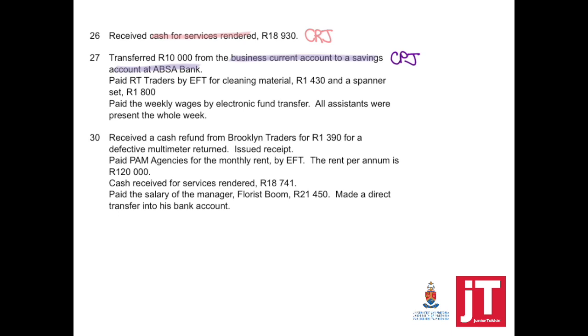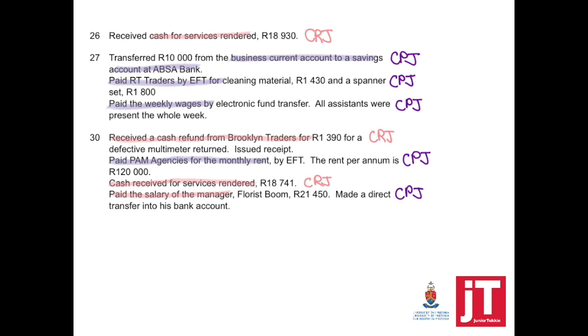Paid RT traders by EFT, CPJ. Paid the weekly wages, CPJ. Day 30, received a cash refund, CRJ. Paid PAN agencies for the monthly rent by EFT, CPJ. Cash received for services rendered, CRJ. Paid the salary of the manager, CPJ.